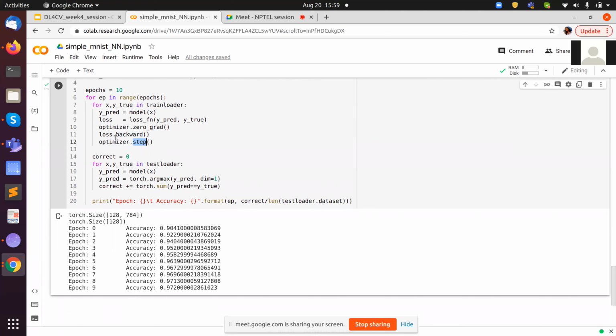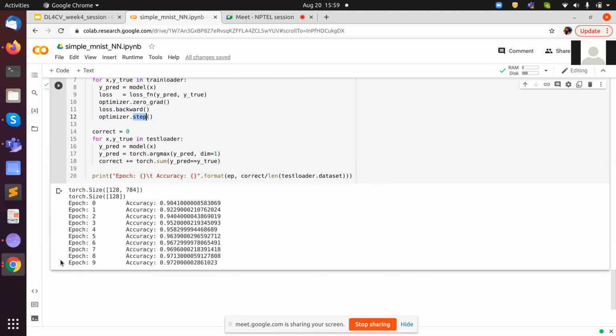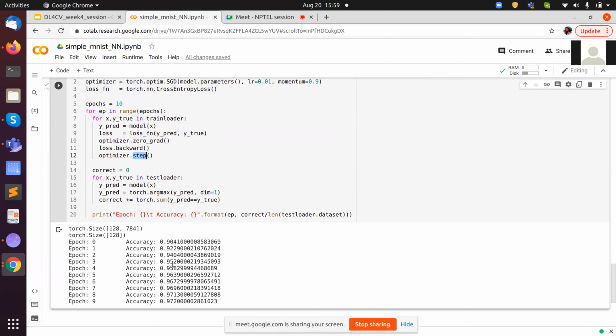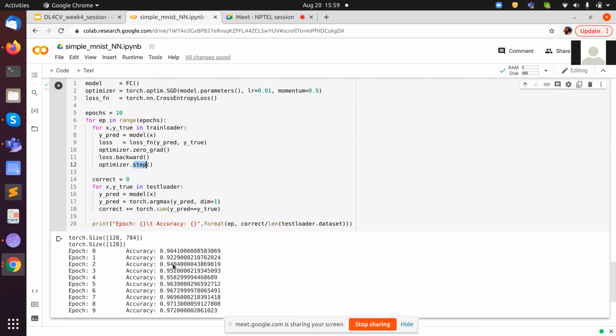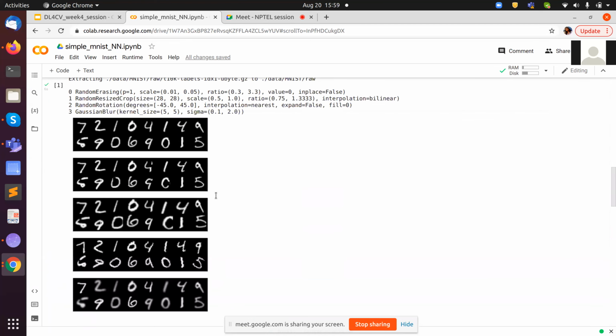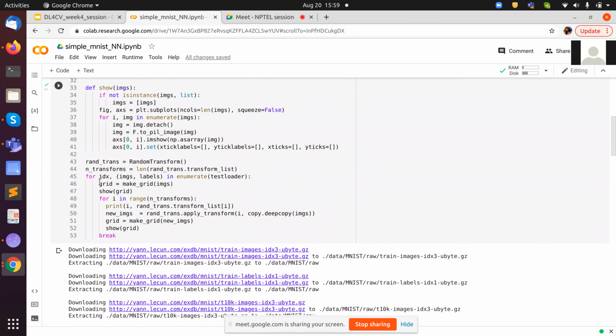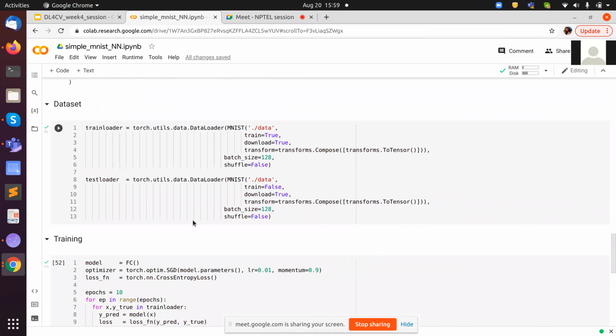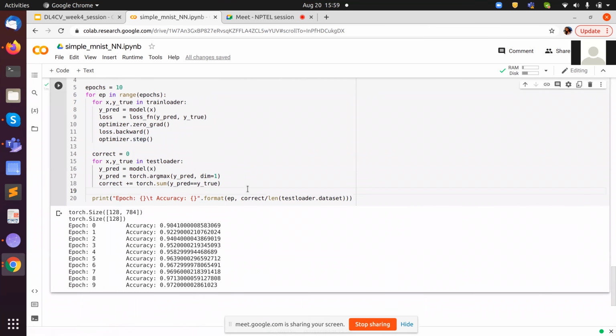This is the performance of the model after each epoch on the test data set. And you can see that after 10 epochs, the accuracy achieved is almost 97%. If you want to visualize the results, I can do it for you. Just give me a second. We can even visualize the results. So let's do it here.